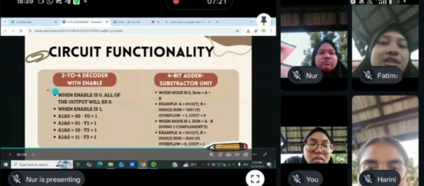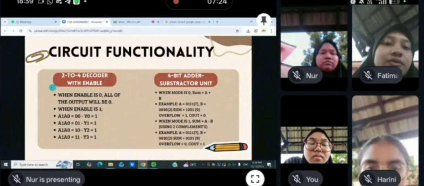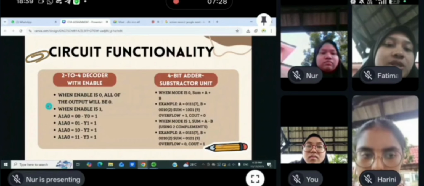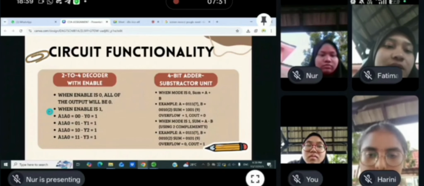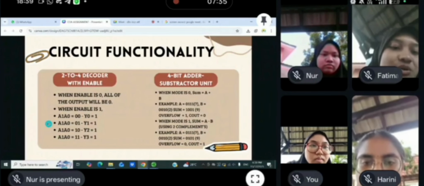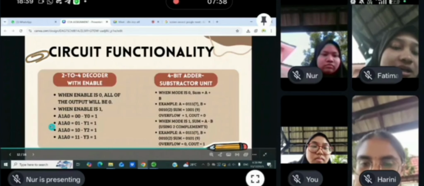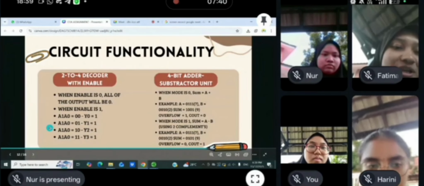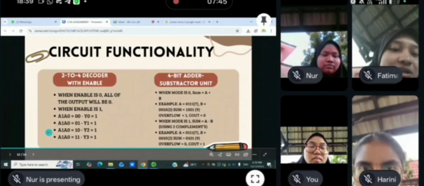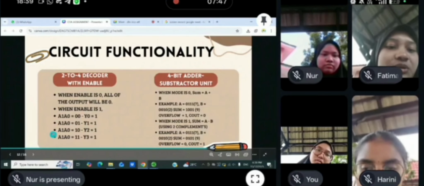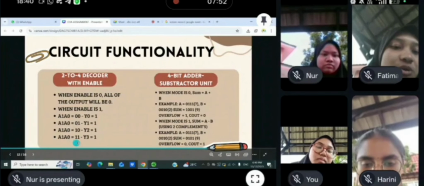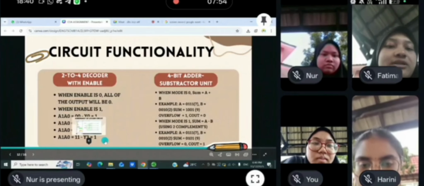For circuit functionality of the 2 to 4 decoder with enable, first, when enable is 0, all of the outputs will be 0. When enable is 1, A1 A0 is 0, 0, Y0 will be 1. A1 A0 is 0, 1, Y1 will be 1. A1 A0 is 1, 0, Y2 will be 1. And the last is A1 A0 is 1, 1, Y3 will be 1.